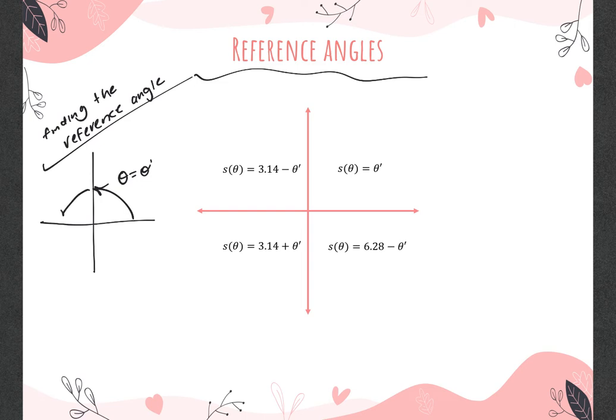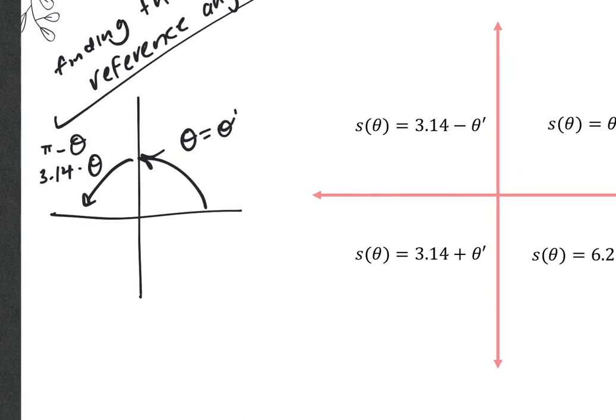If it's in the second quadrant, you either do pi minus theta or you do 3.14 minus theta, and that will give you the reference angle. So if it's got pi in the answer, you're going to keep the pi, just pi minus whatever it is. And if it doesn't, if it's a decimal, then you're going to do 3.14 minus it. In the third quadrant, wait, sorry, you're going to do theta minus pi or theta minus 3.14.